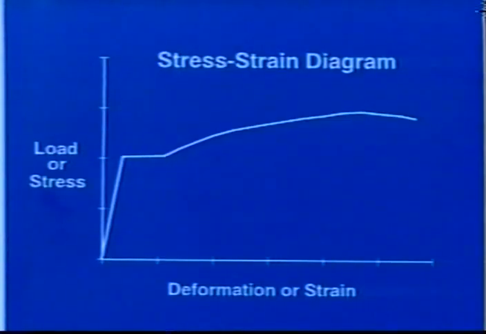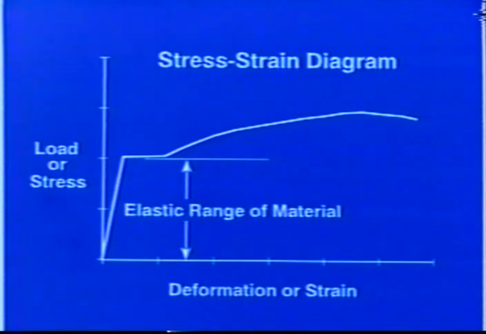Stresses cause strains or deformations in materials. The relationship can be shown by means of a stress-strain diagram. The diagram plots the amount of load or stress vertically with the resulting deformation or strain plotted horizontally. Some characteristics of a given material can be shown in the stress-strain diagram.